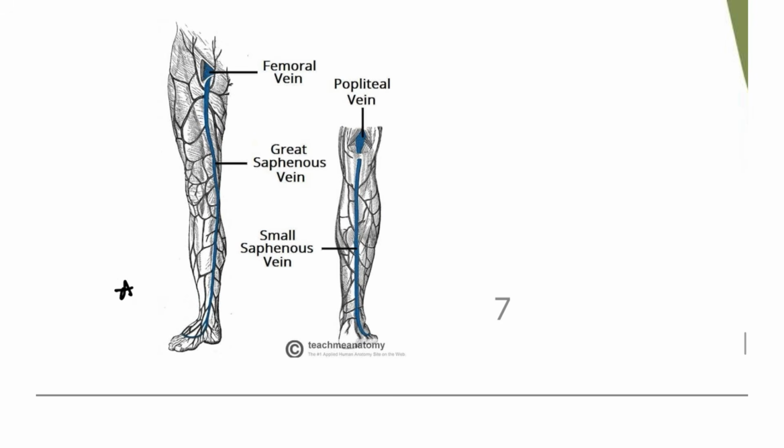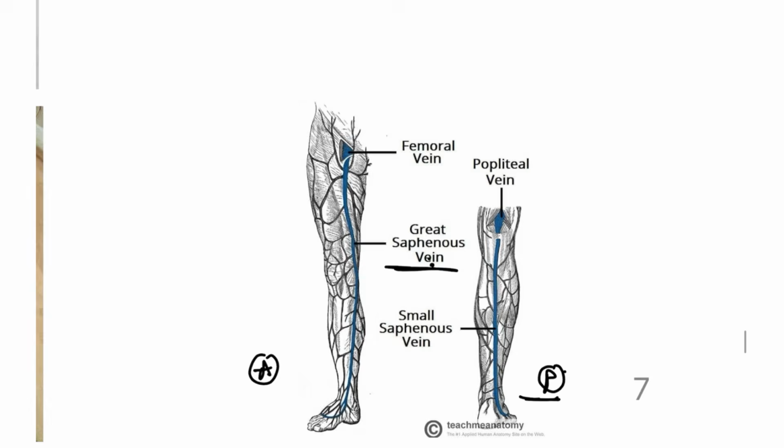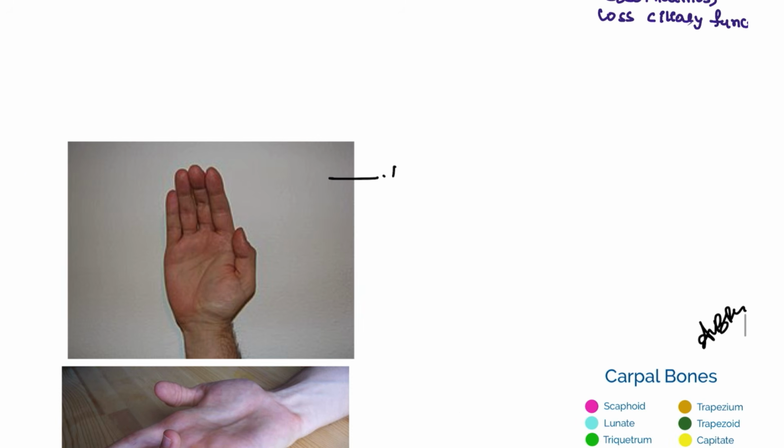Next, again, this is the anterior, this is the posterior. Anterior medial will be the great saphenous vein, and in the posterior will be the short saphenous or the small saphenous vein. Okay, next, some of the defects. What is this defect, guys? This is the ape thumb deformity, which will involve the median nerve.